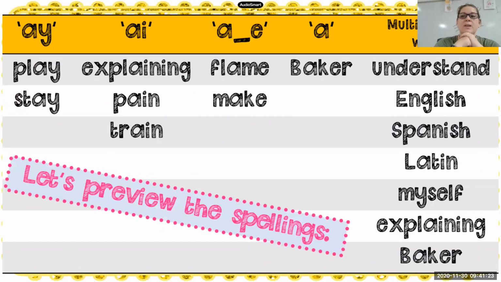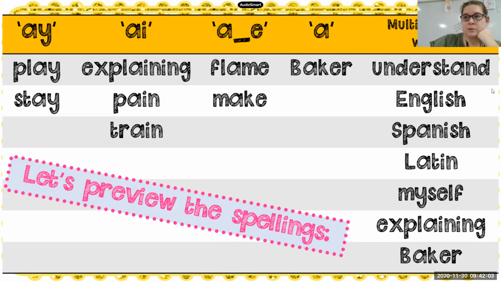So before we do, our story today does not have O spelling words in it like we normally have. It's a review of the A words from last week. So we have the AI spelling for A in play and stay. We have the AI spelling for A in explaining, pain, and train. We have the A consonant E spelling for A in flame and make. We have just the A to say A in baker.